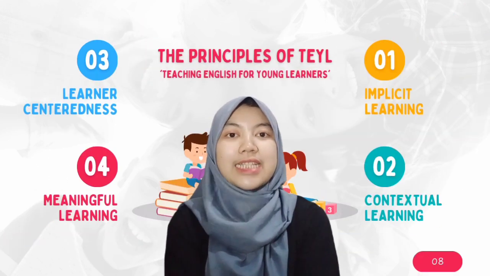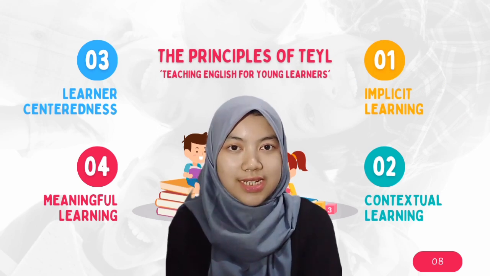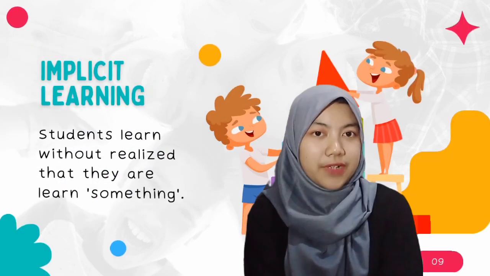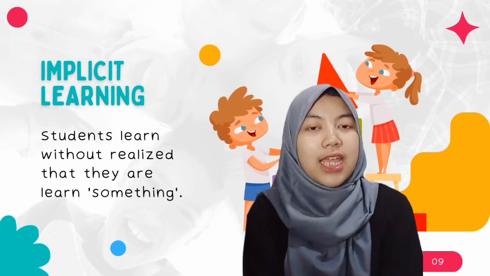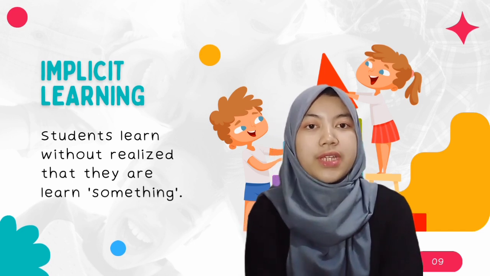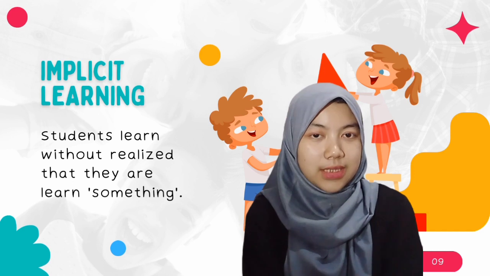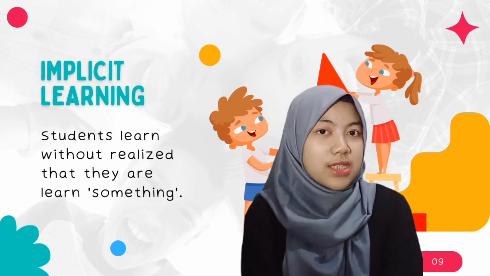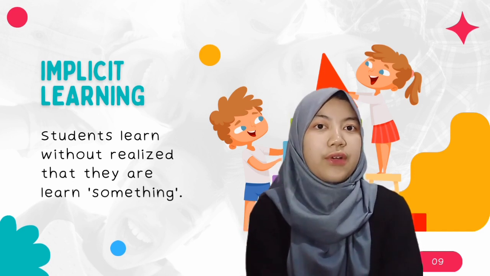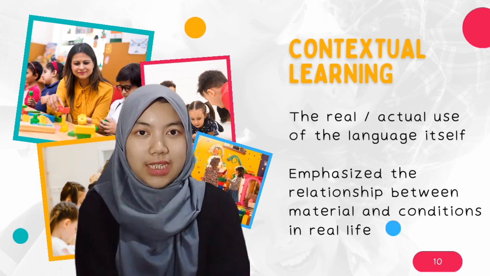The last material is the principles of TEYL, or Teaching English for Young Learners. The first is implicit learning. It means in the learning process, students learn without realizing that they are learning something. For example, the teacher gives a video consisting of a list of vocabulary or a fun video with a lot of grammar. Second, contextual learning.